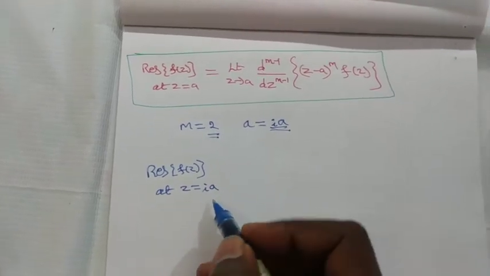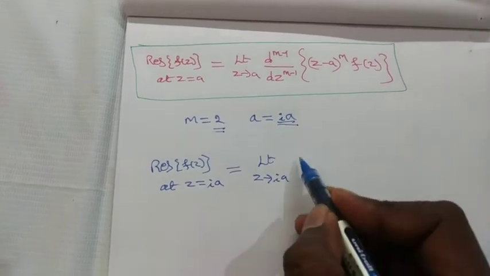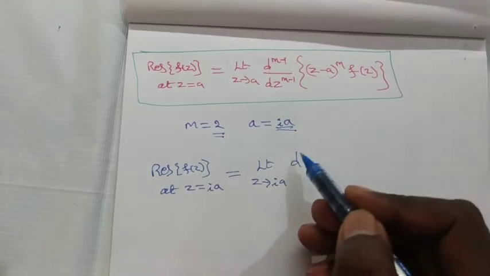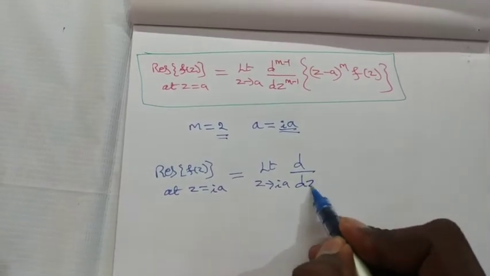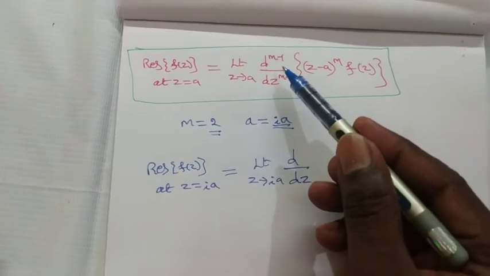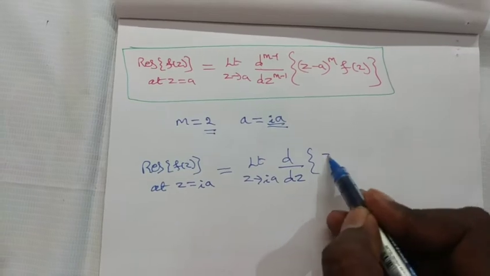i a is a pole of order 2. Limit z tends to ia, d power m minus 1. M is 2, 2 minus 1 is 1, so only one derivative, d by dz. Are you clear? So order m means m minus 1 derivatives.